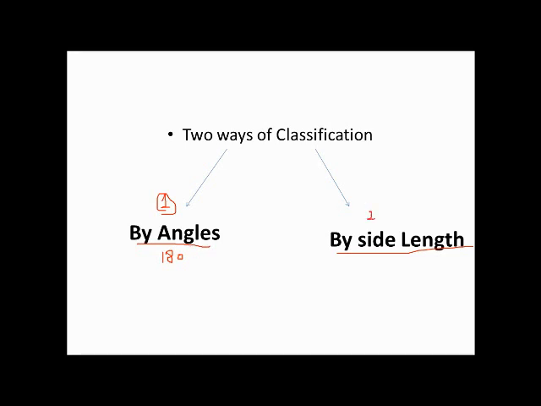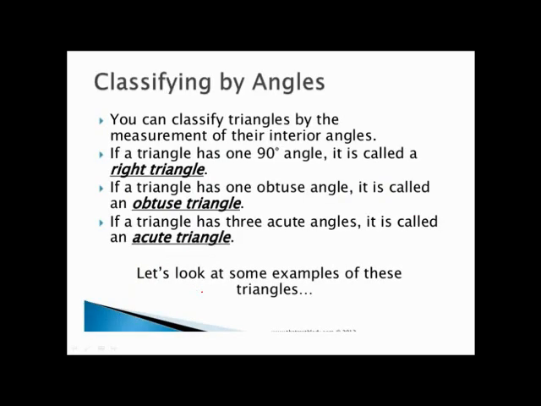The second way is by the side length. If I want to classify by the first way, by angles, we have 3 types. The first one is acute, the second one is obtuse, and the third one is the right triangle. Right triangle, obtuse triangle, and acute triangle.